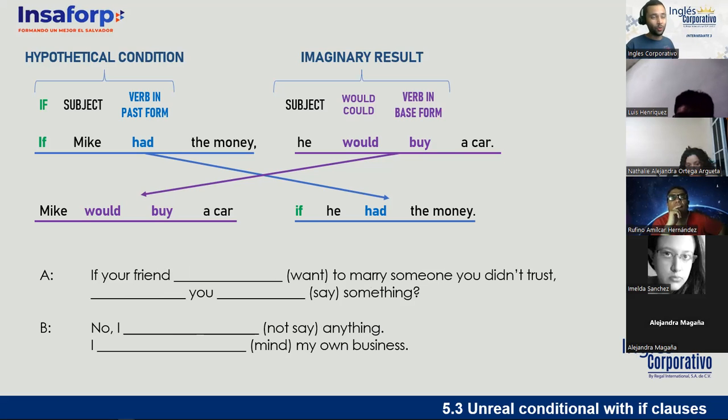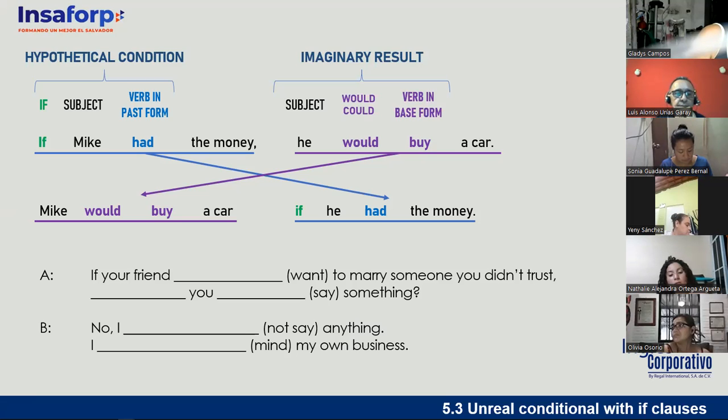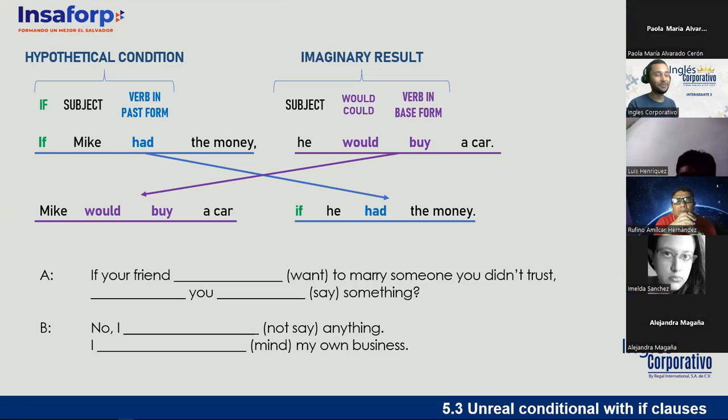Next. Again, I need two more people. Who wants to participate? Sin miedo. Lo peor que puede pasar es que vamos a hacer la corrección pertinente. Y vamos a aprender, que es lo mejor. Two more people. Let's see. Who wants to try? There is Gladys, Sonia Guadalupe, Jenny Sánchez, Olivia Osorio. Michelle Escobar. And José Vega. Come on. Paola. Okay, Paola also. Paola and letter B.